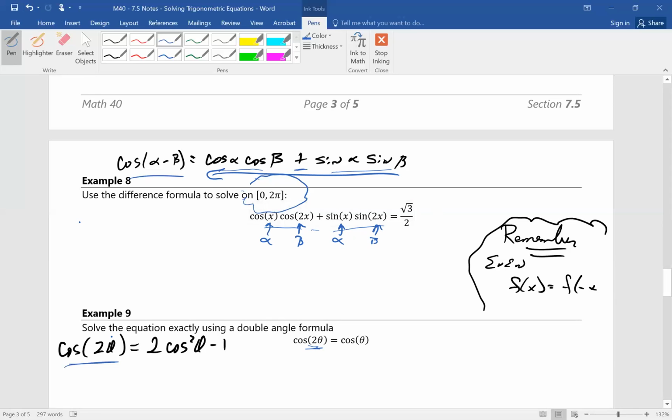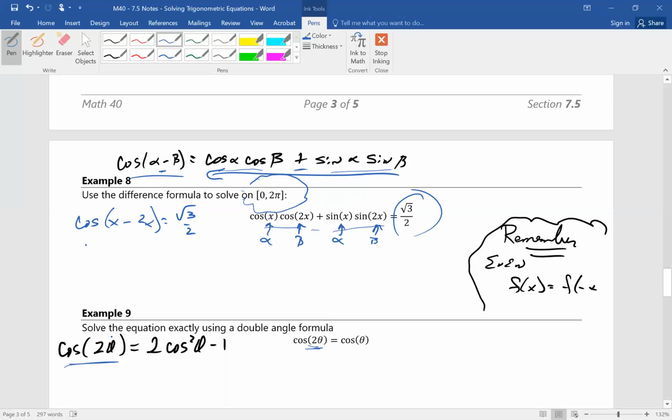So at this point, I'm going to condense all of this and go that way with it. So now I'm going to have cosine of that first angle, which is x, minus the second angle, beta, which in this case is 2x. And all of that has to equal root 3 over 2. If I can shut the window here. I'm sorry.